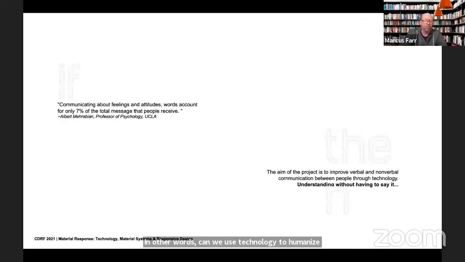And so when we were exploring concepts for this project, we were discussing communication in the following ways. If communication is about feelings and attitudes, and words account for only 7% of the total message that people receive, then the aim of the project could be to improve verbal and nonverbal communication between people through technology.